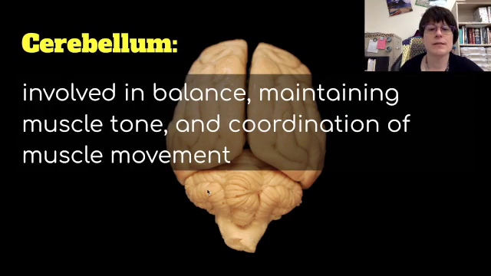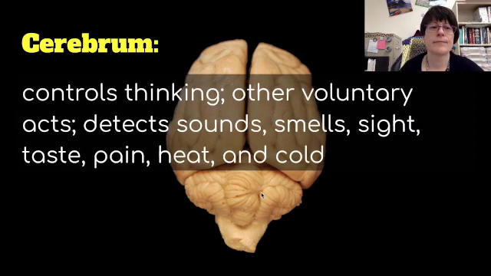The cerebellum is this part right here. It's involved in balance, maintaining muscle tone, and coordination of muscle movement. So again, some things you don't think a whole lot about, but you do have some control over your muscle movement. So that is the cerebellum. And then the cerebrum. This is this part that looks kind of like a walnut. It controls thinking, other voluntary acts, and detects sounds, smells, sight, taste, pain, heat, and cold. So a lot of your senses, a lot of your voluntary things that you do that you have control of.